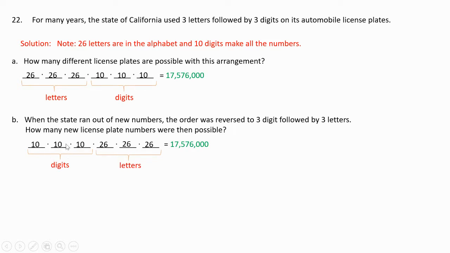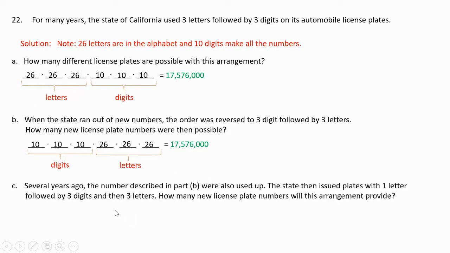the order does not change. If the order changes when you multiply, you still get the same answer. For example, 3 times 5 will be the same thing as 5 times 3. So same thing here. Now for C, let's see here.